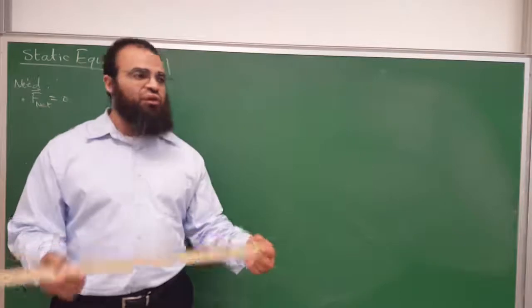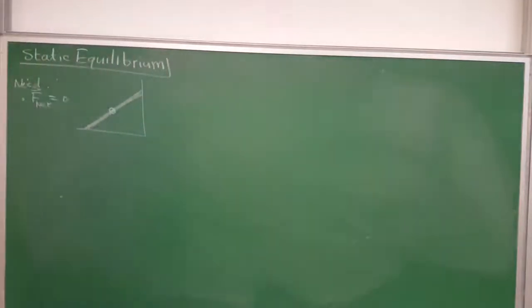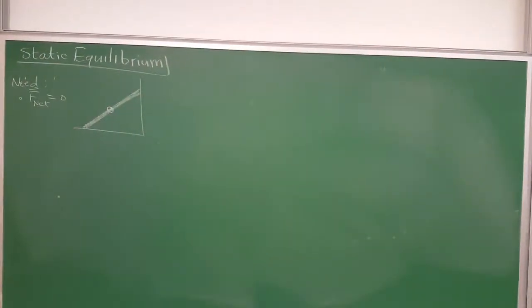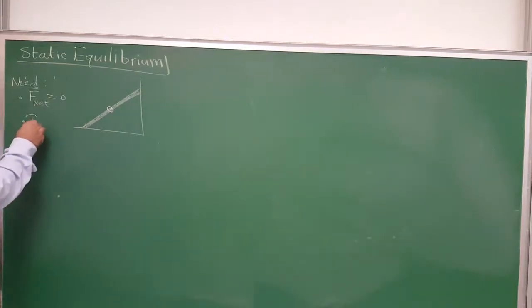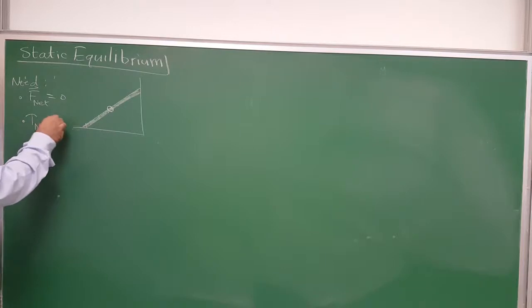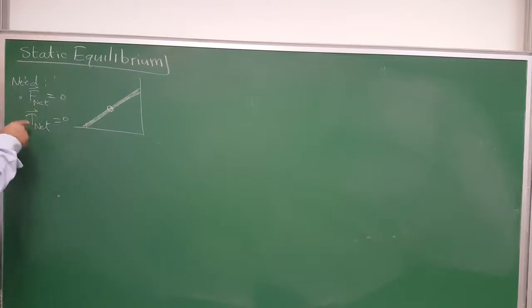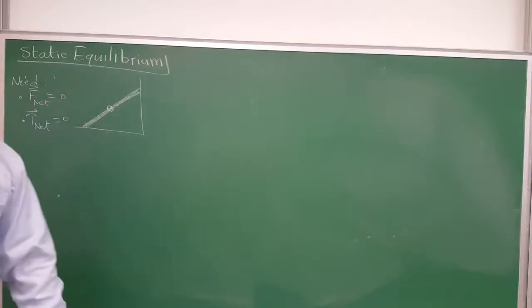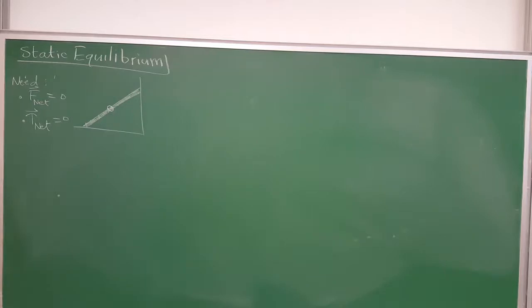If alpha is 0, it means the net torque is 0, so we require that the net torque also has to be 0. I'll put a vector here, because the torque, you will account for either counterclockwise or clockwise torques. They have to add up to 0. And so we will do a few examples on these.